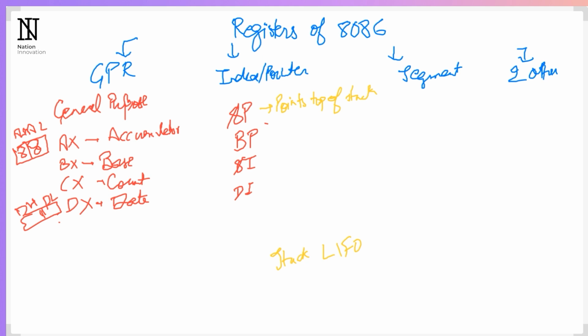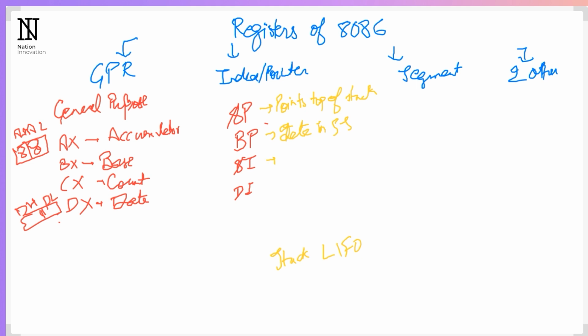Then we have BP, which is the base pointer. This is also a 16-bit register, and it is used to point to data in the stack segment. It is usually used by subroutine tasks to locate variables that were passed on the stack by the calling program.